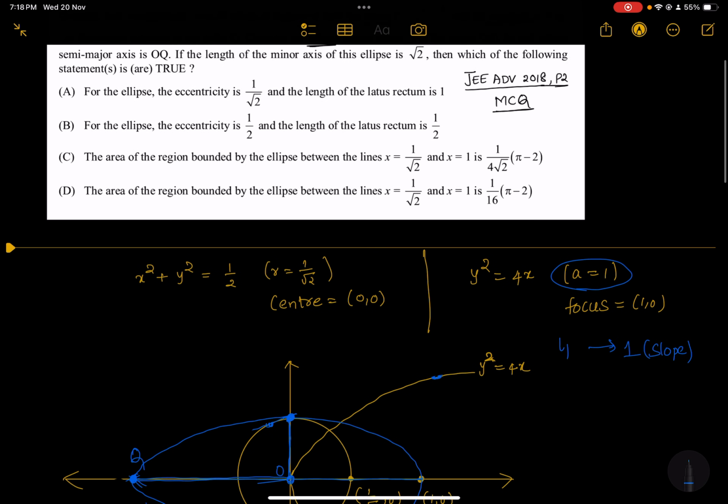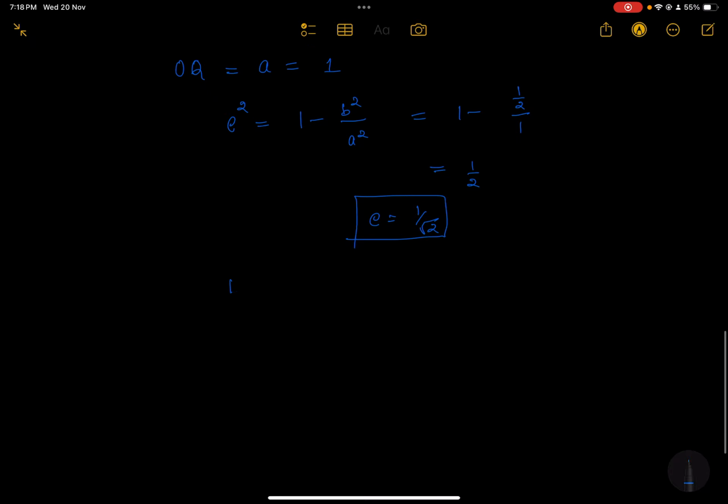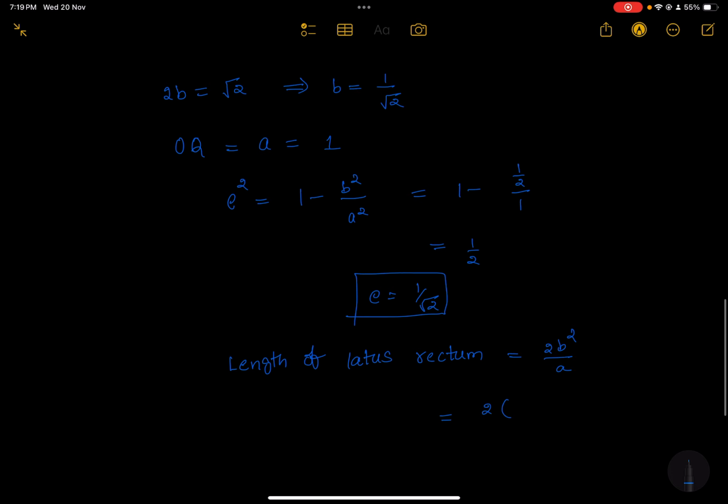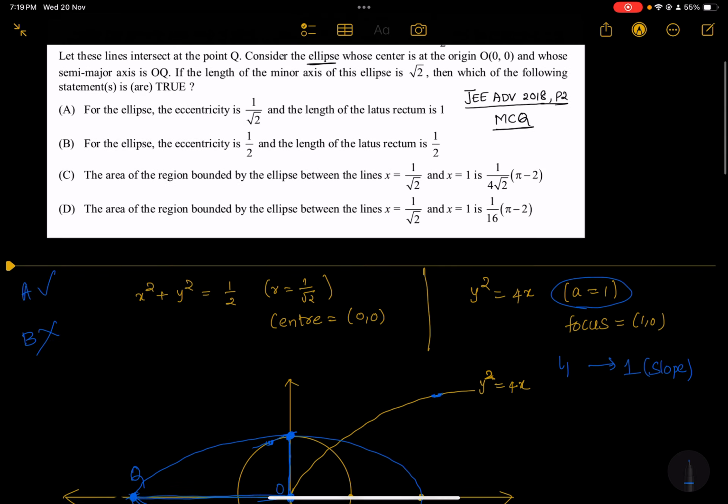Now we have to find the length of the latus rectum. We know that the length of the latus rectum is 2b square upon a. So 2 into b square, which is 1 by 2, by a, which is 1. So this is 1. The length of the latus rectum is 1. So option A is true. Eccentricity is 1 by root 2, so option B is false. Now let us go ahead.